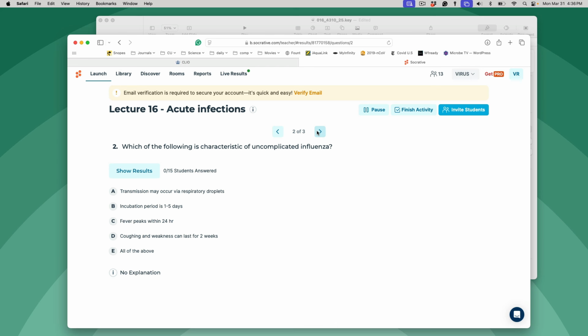Which of the following is characteristic of uncomplicated influenza? Transmission may occur via respiratory droplets. The incubation period, 1 to 5 days. Fever peaks in 24 hours. Coughing and weakness can last 2 weeks. All of the above. Okay, let's see how we did.